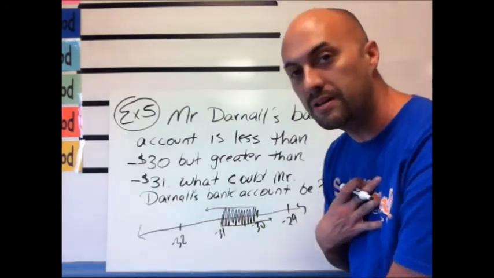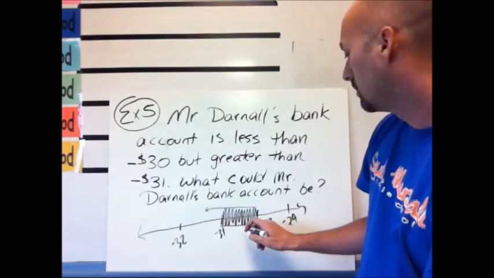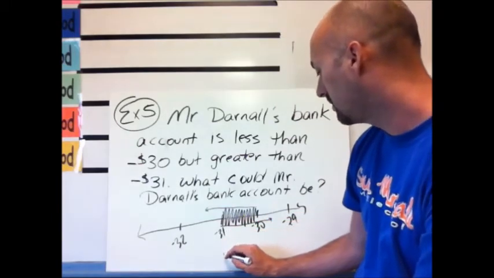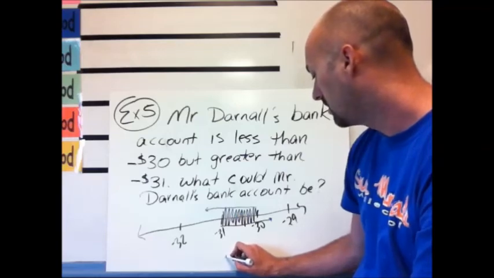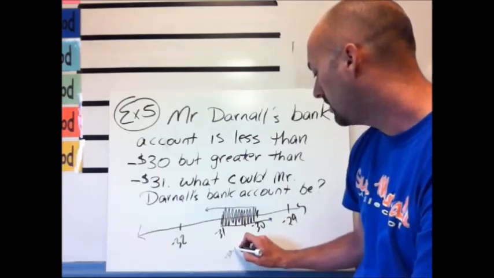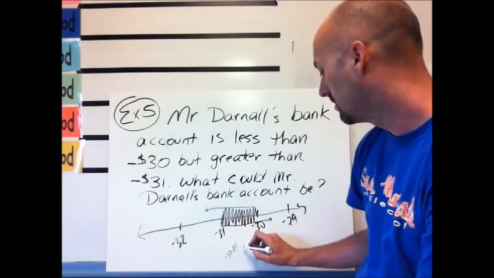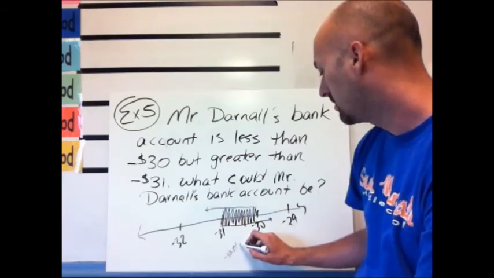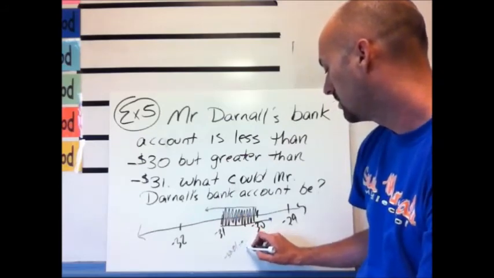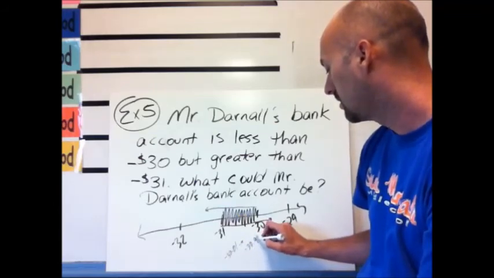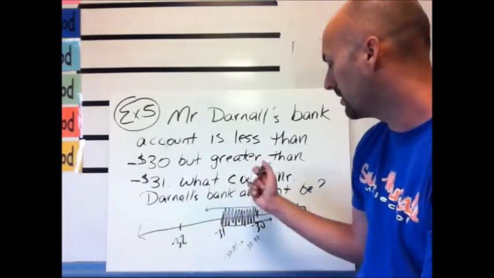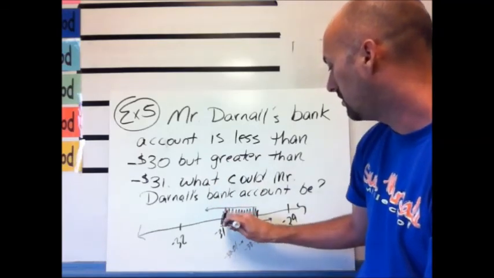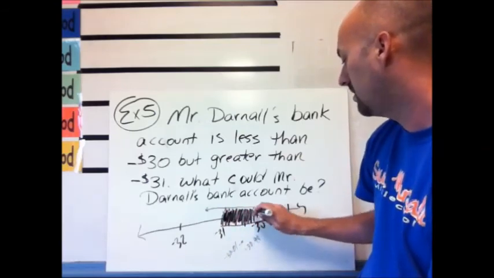So what could my bank account be, possibly? Well, it's not quite negative $31, so it could be anywhere between negative $30.01 all the way to negative 30 and 99 cents. Because it's not quite negative 31. It said it's greater than negative 31. So it's all of this piece right here.